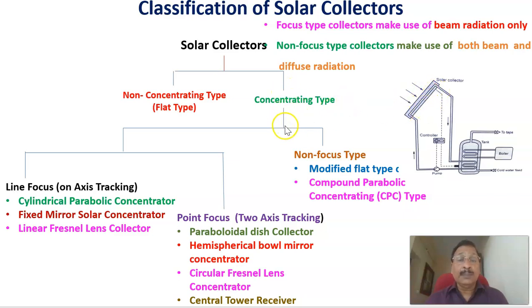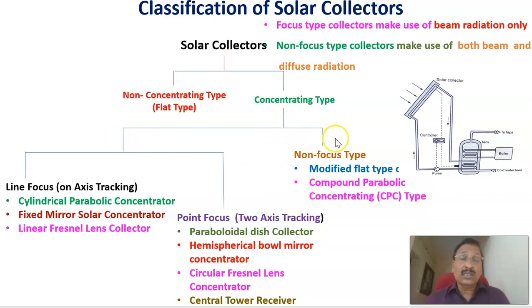And the concentrating type itself has one we call the focusing type, and the non-focus type of collectors. The focus type itself has two types: one is called line focus and the other point focus. This is the focus type of collectors, and this is the non-focus type of collectors. In the non-focus type, there are modified flat type collectors and the compound parabolic concentrating, CPC, type of collector. So there are different types of non-concentrating collectors, focus type collectors, and non-focus type collectors.